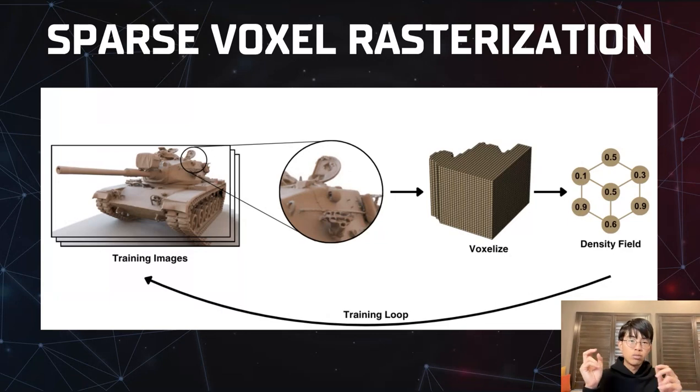This is sparse voxel rasterization. This is just a fancy name for the neural radiance field we chose. It's a type of NeRF model, and how it works is that we take 2D images and we voxelize them.